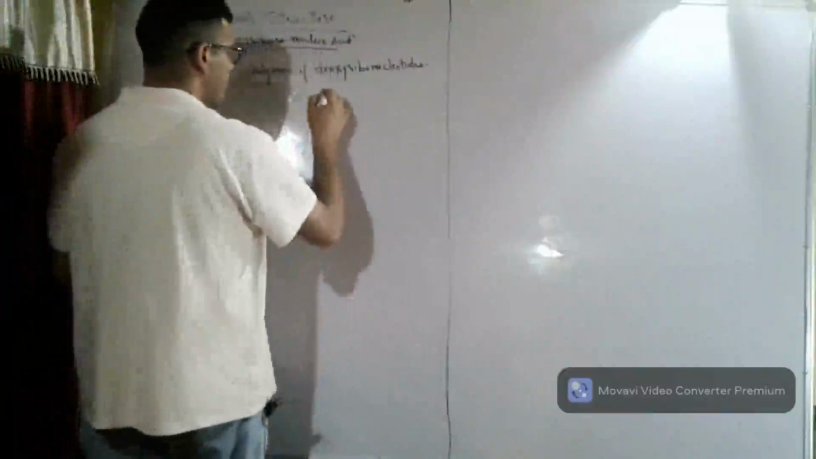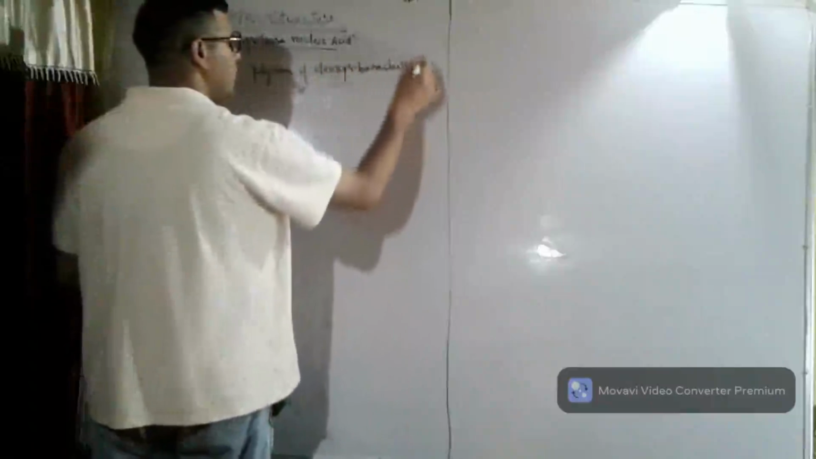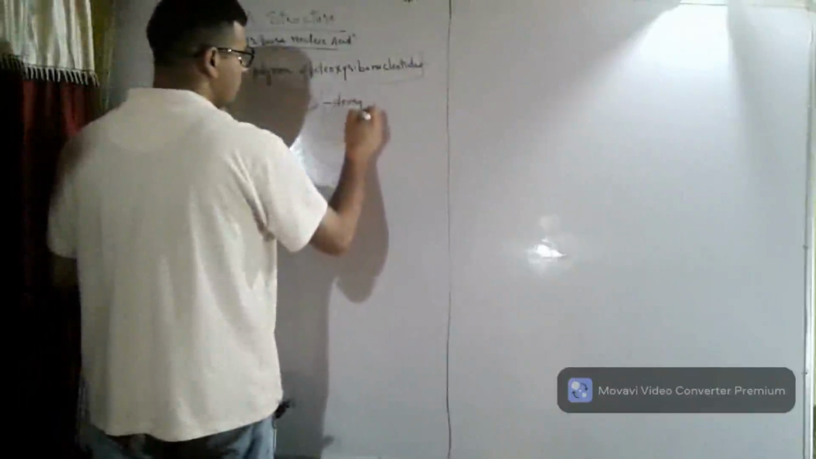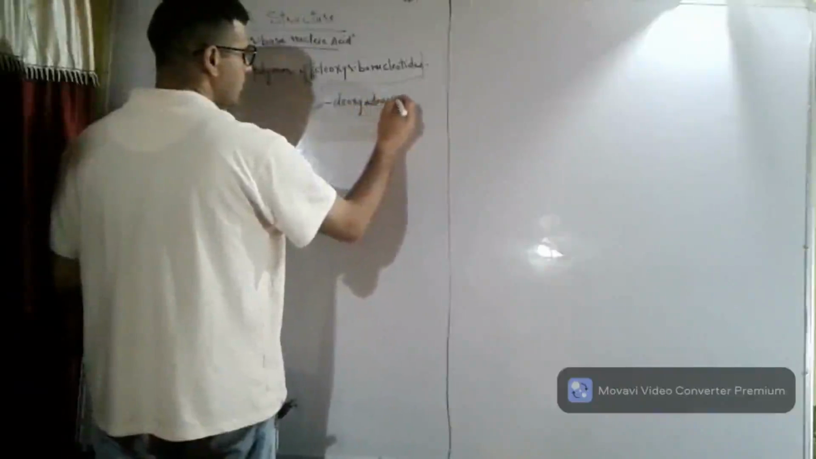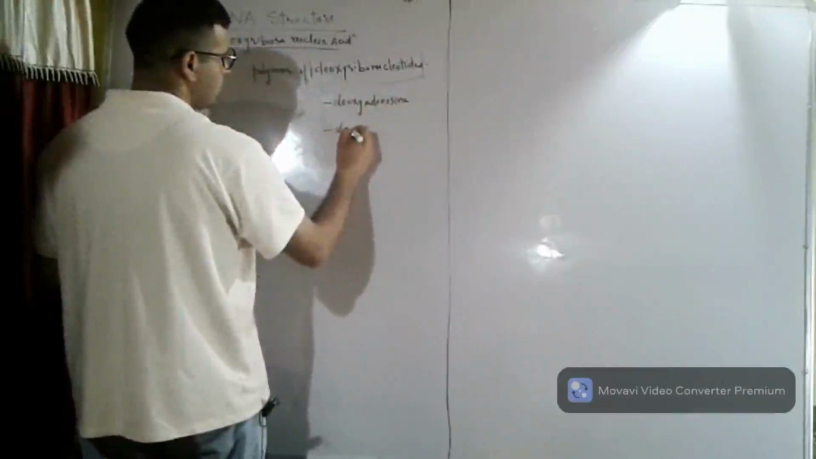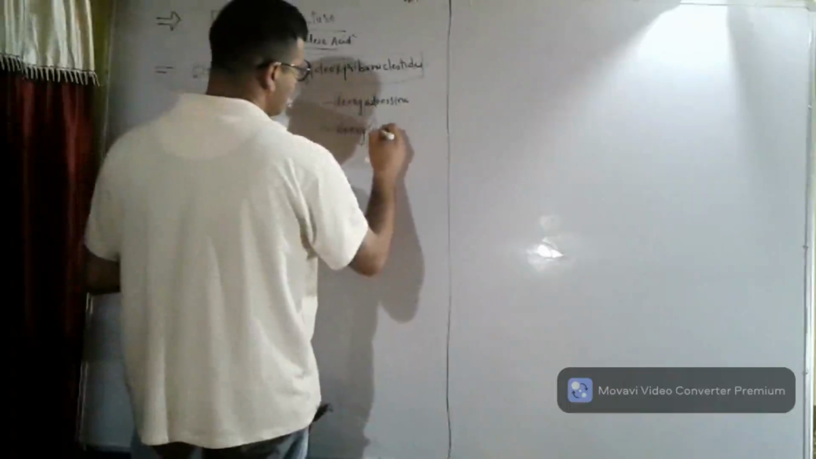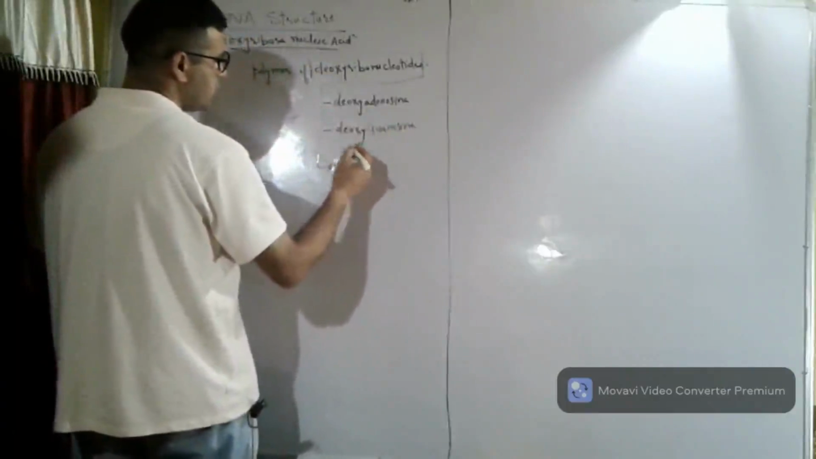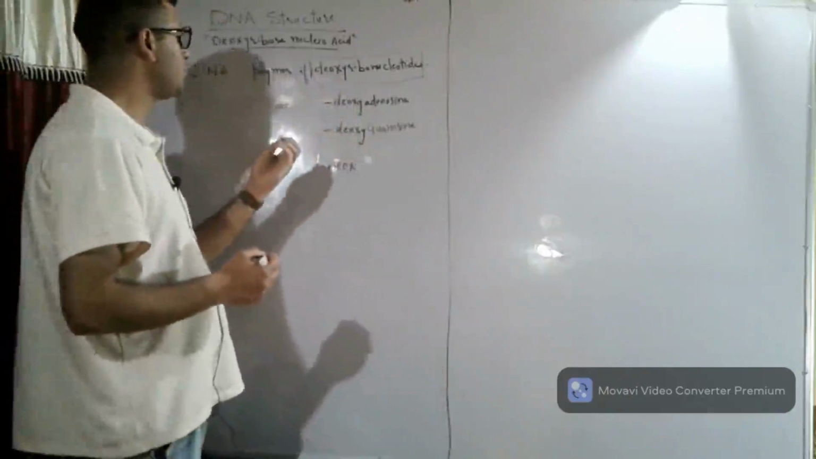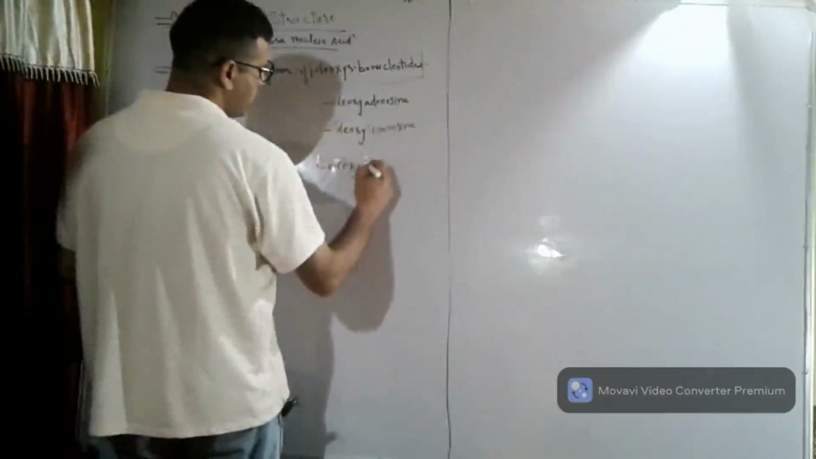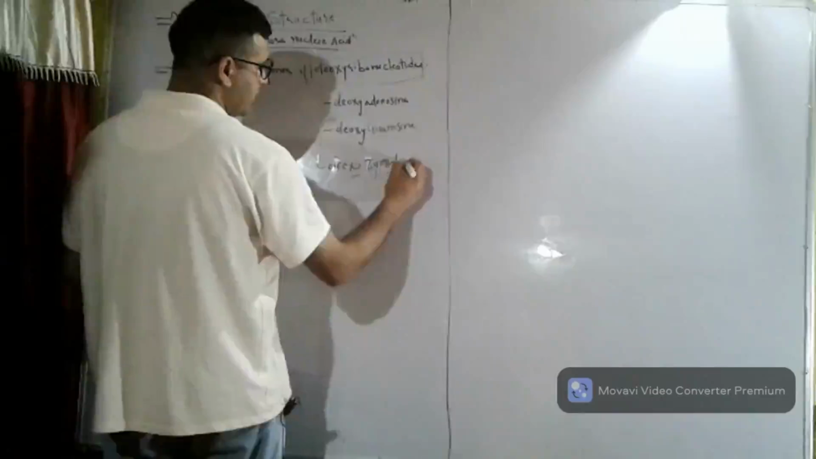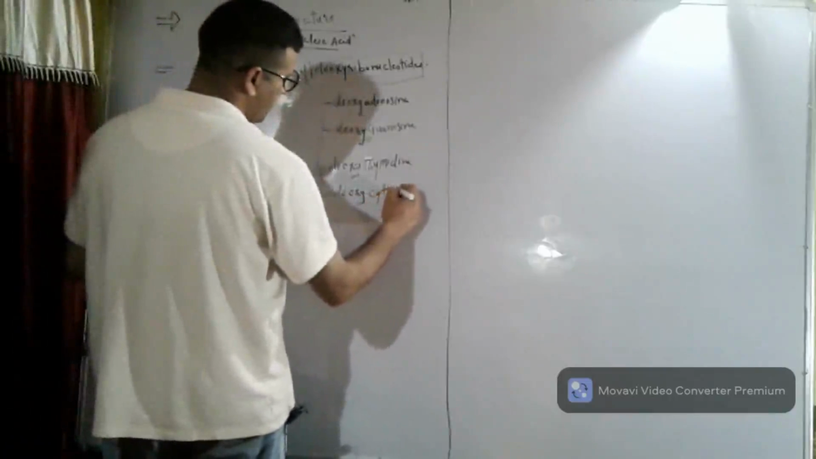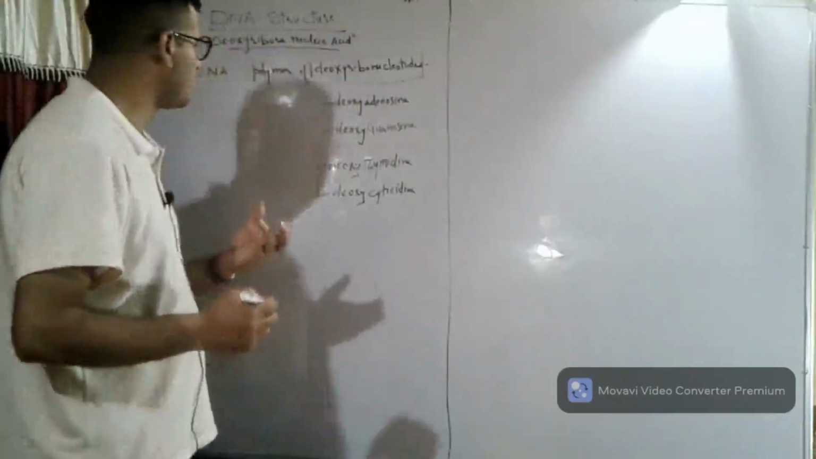One is deoxyadenosine, then deoxyguanosine, deoxythymidine, and the fourth one, deoxycytidine. These are the building blocks, basic units of the DNA.